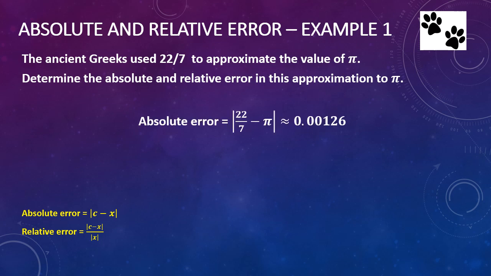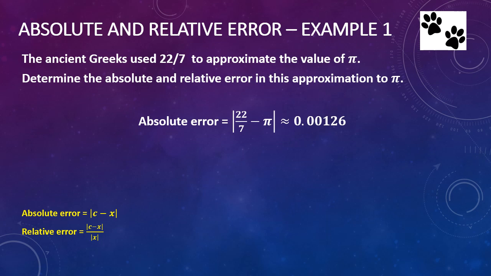So the absolute error is just the absolute value of c minus x, and c in the approximation is 22 over 7. The exact value is pi, so we put that in, c minus x, and simply do the calculation, and we get approximately 0.00126. It's approximate because this continues on.